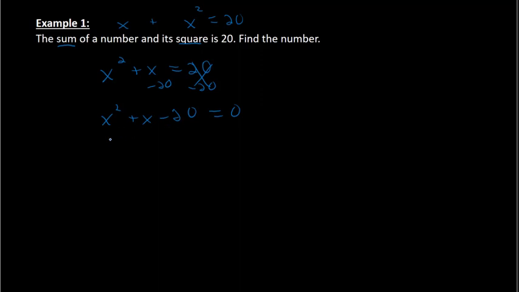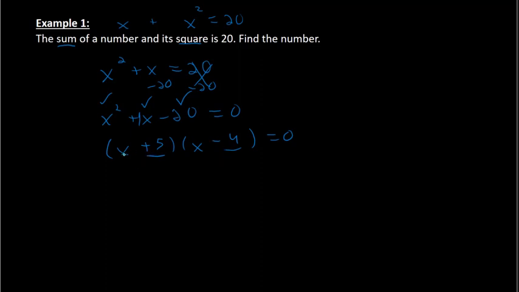From here, we can factor that left side. We have x times x to get x squared. Then we need two numbers that would multiply to get negative 20 and add to give me a positive 1. Well, if I had a positive 5 and negative 4, that would multiply to give me negative 20, and they would add to give me a positive 1. So I can factor this as x plus 5 times x minus 4.